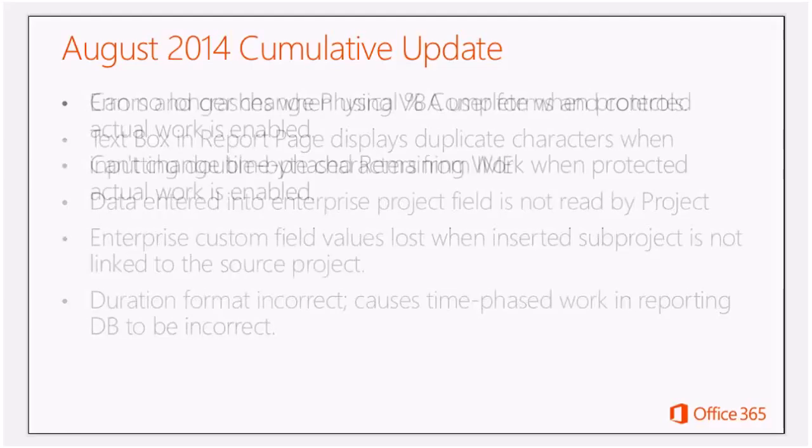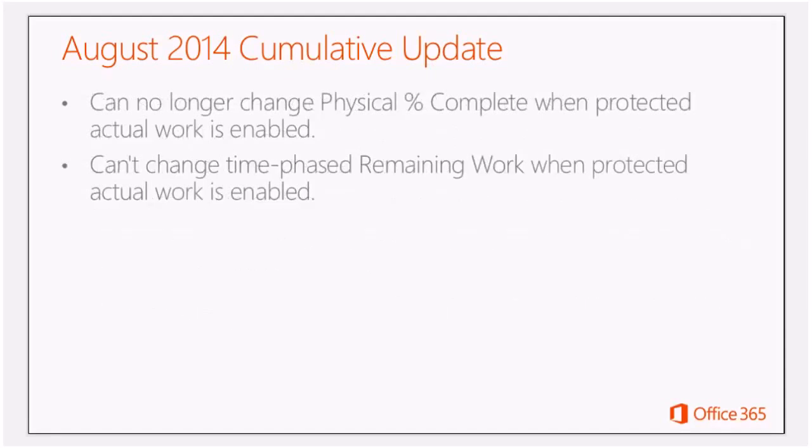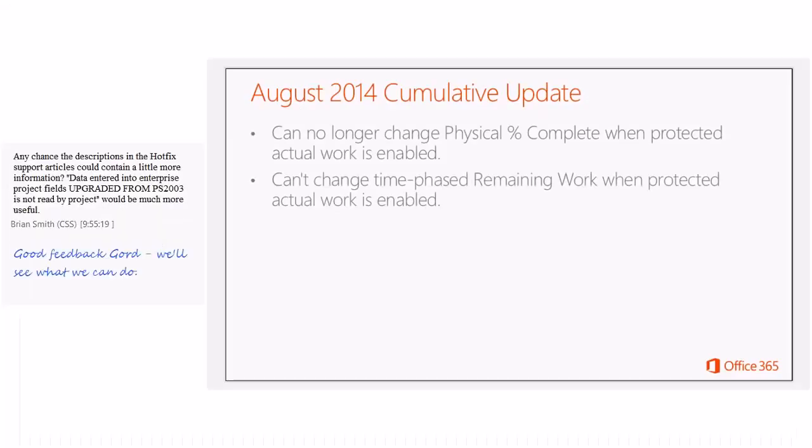Finally, these two items here are with regards to protected actual work. So this is a server feature that makes it so that a project professional user can't change the actual work that's been entered by a team member. We rewrote this feature in 2013 in order to get rid of some problems that we just weren't ever able to totally fix in the previous versions. And in doing so, we have a few teething pains here. So the concept is great, but the execution wasn't perfect.